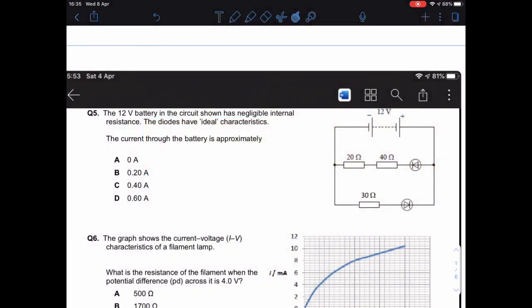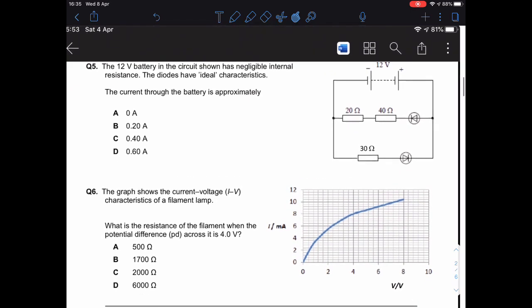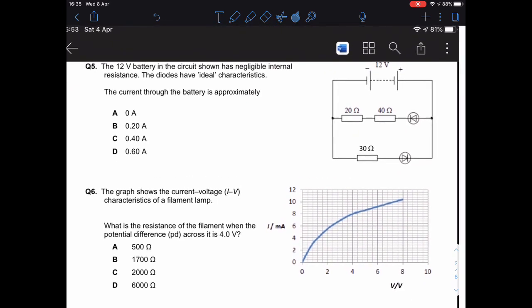Negative. Again, I think just a couple of people got this one wrong. So let's have a look at that then.